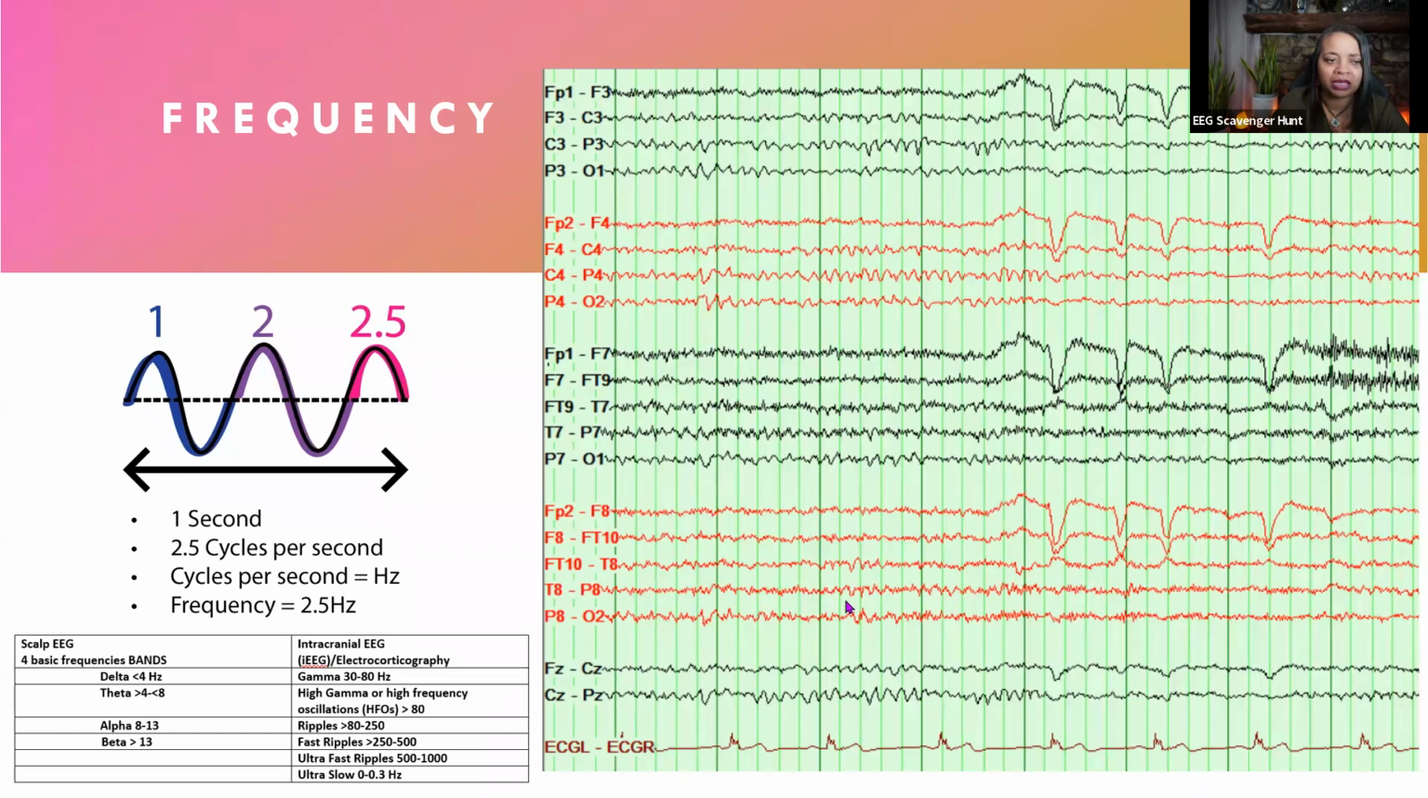But if you go back here, you can count these and see how fast your background rhythm is. You would count the cycles: 1, 2, 3, 4, 5, 6, 7, 8. We tried to get a little bit more there, but not quite. So roughly 8.5. So that's pretty normal. Okay.